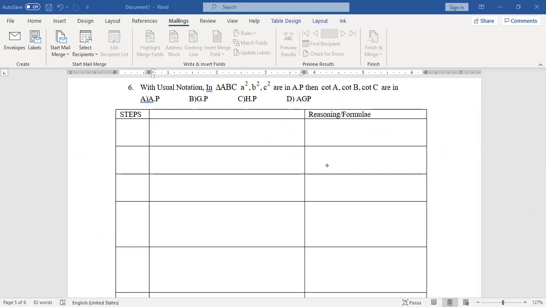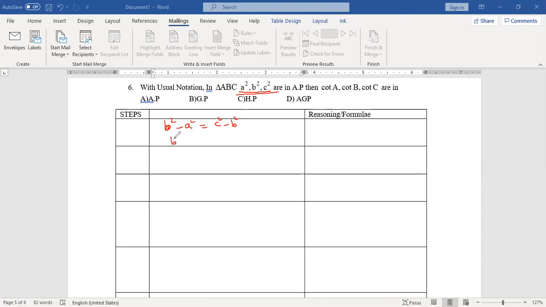When do you say three numbers are in AP? The common difference is same. So from this, what you can say? Either you can say A square minus B square, B square minus A square is same as C square minus B square. This is all that we know. Is it right? Yes, sir.